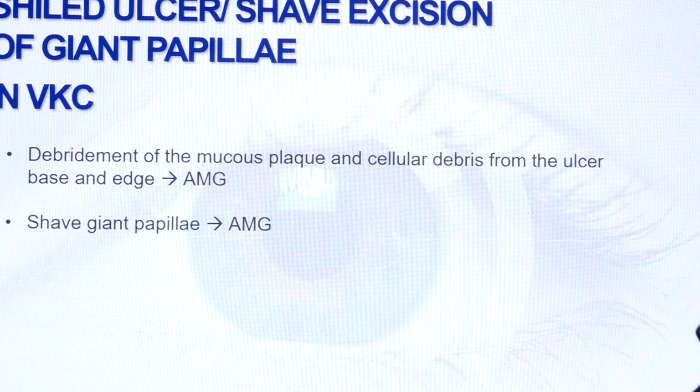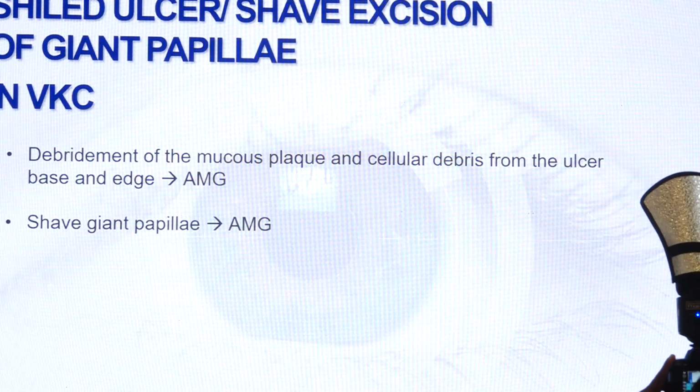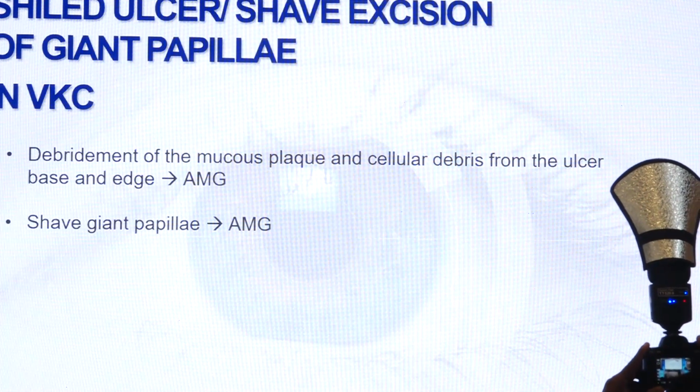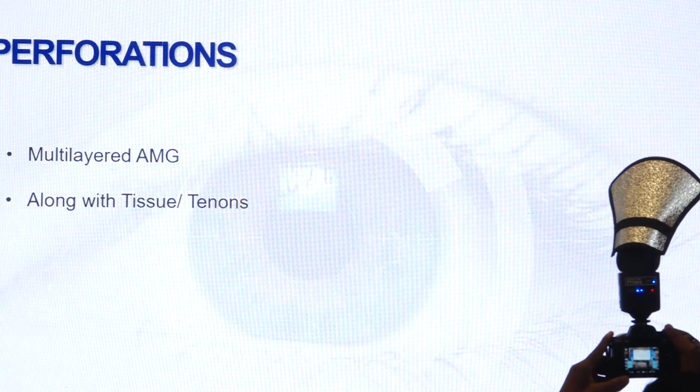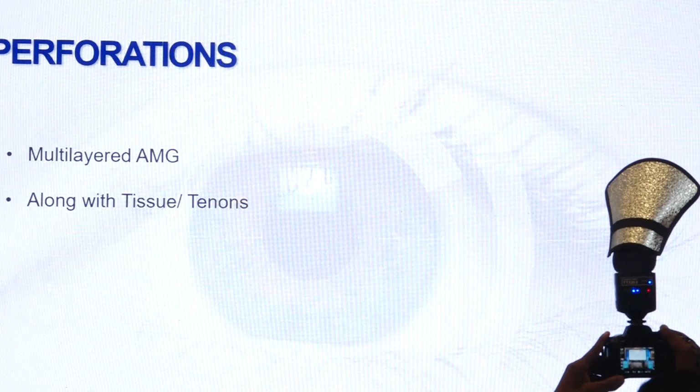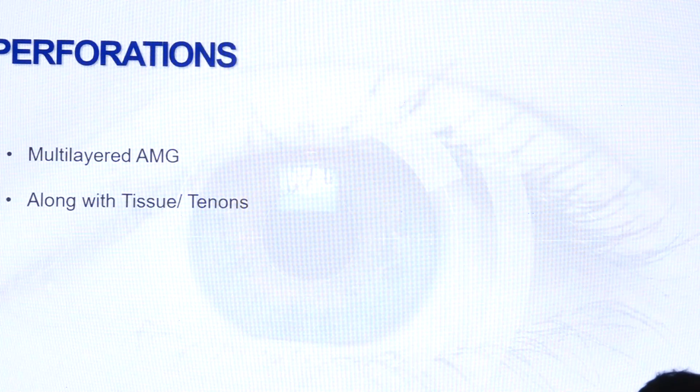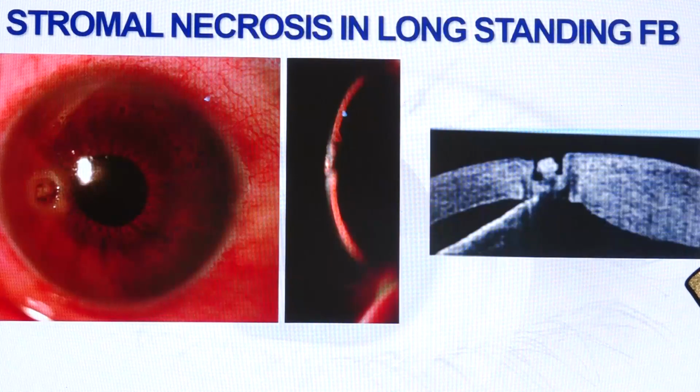Another indication that sir has covered is using amniotic membrane in VKC for ulcers or giant papillae. Coming to perforations, that is most commonly seen by all of us. Here a multi-layered amniotic membrane can be used, or it can be used along with tissue or Tenon's graft.